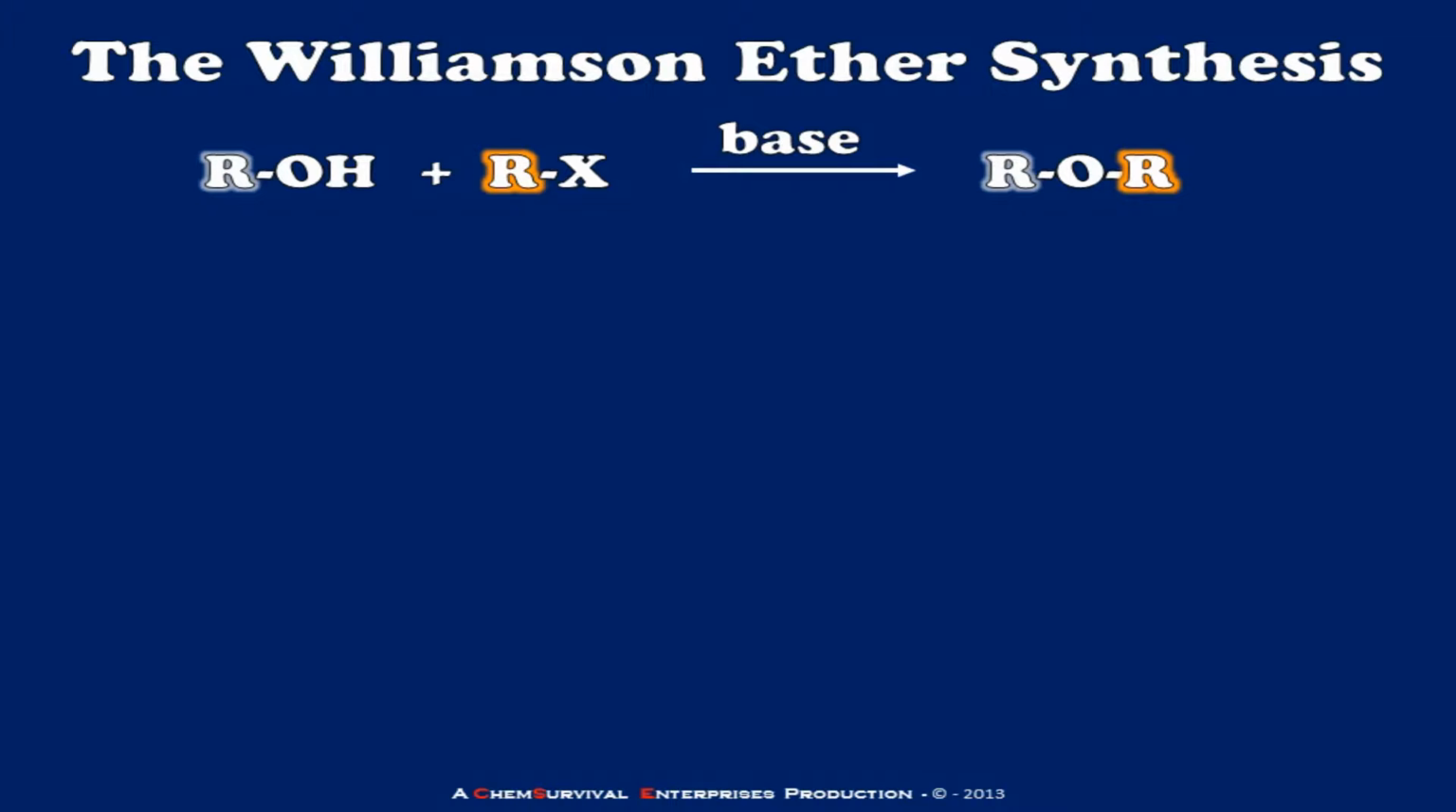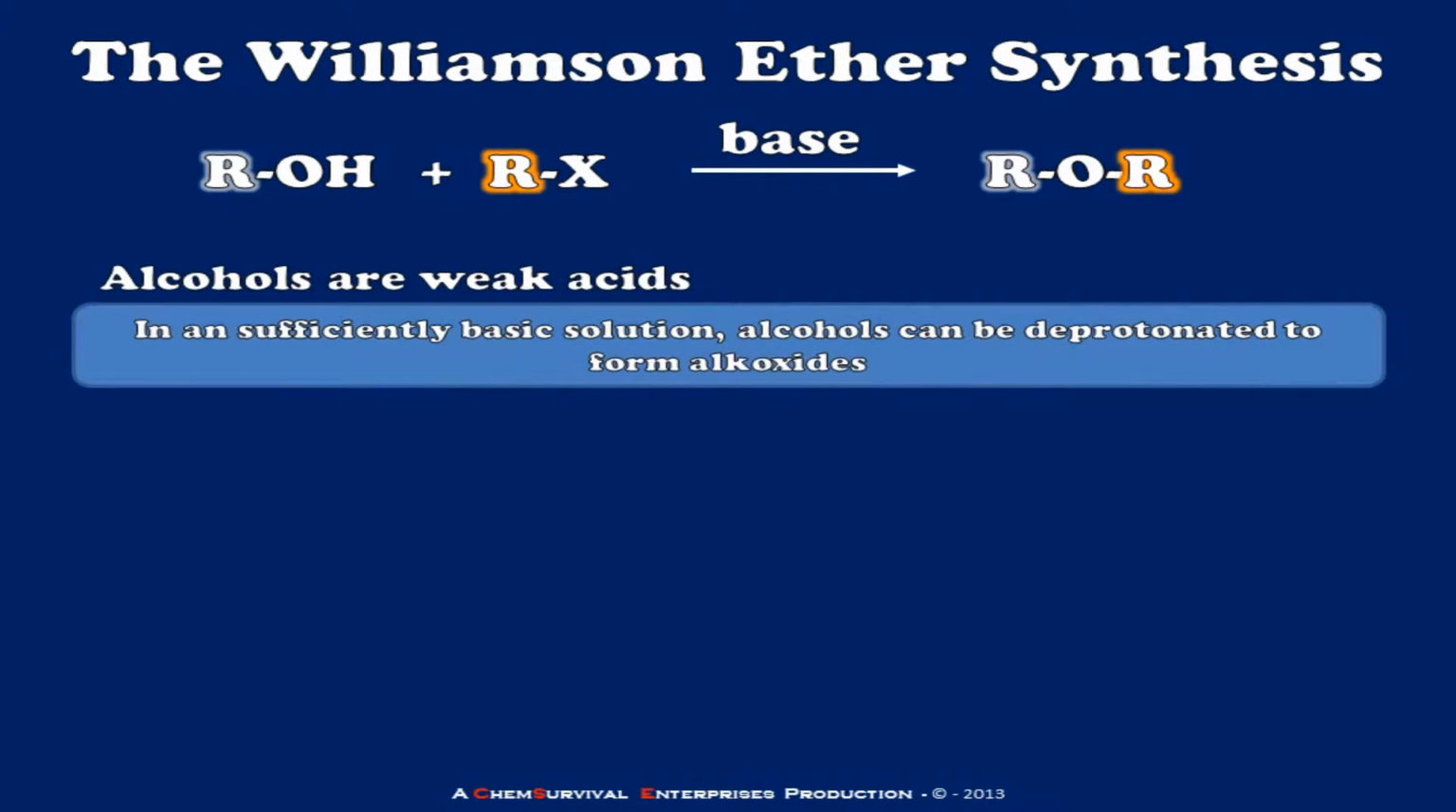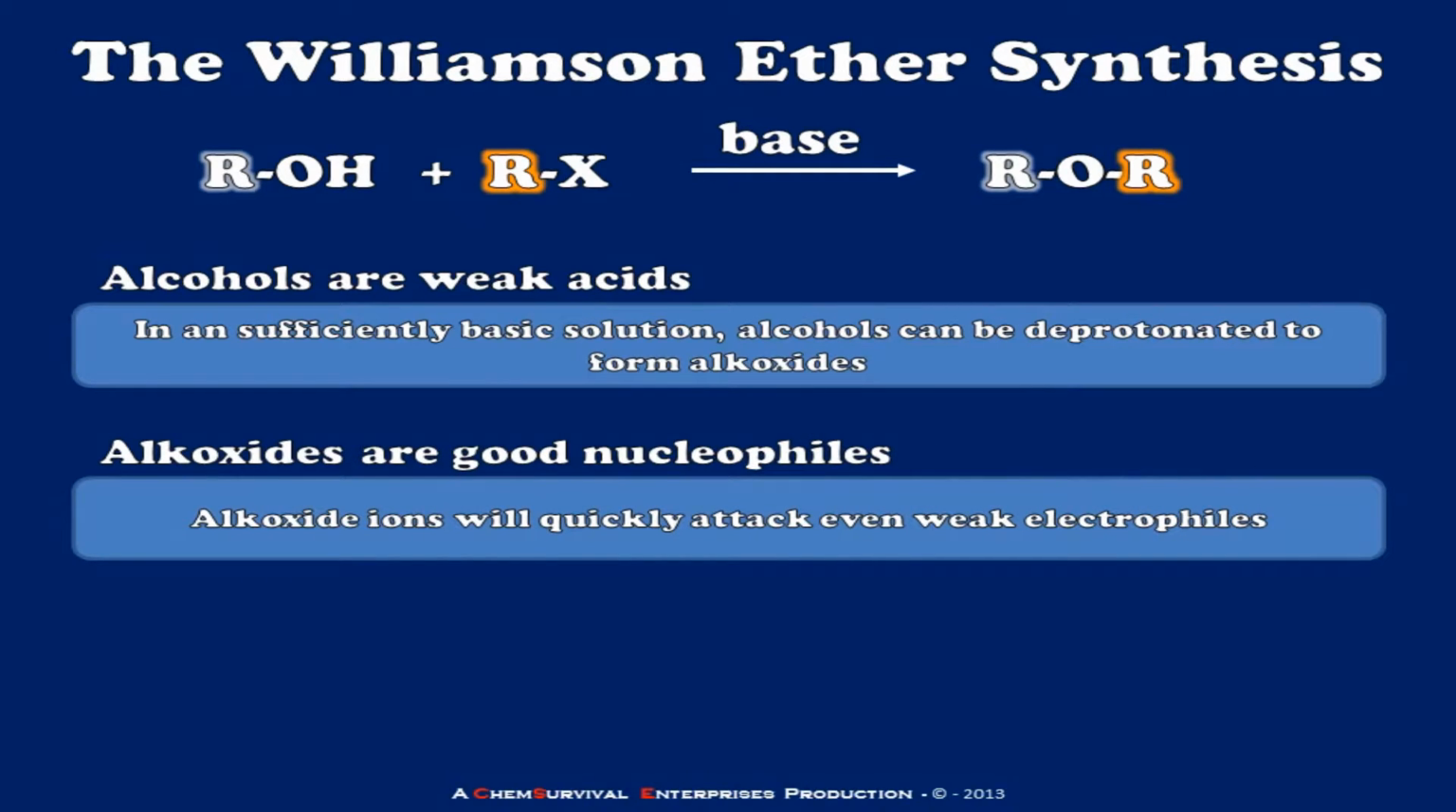So before we look at the Williamson ether synthesis itself, let's consider the two different reagents individually. Now, alcohols are weak acids, which means that in an adequately basic environment, we can deprotonate them, removing that hydroxyl proton and creating something called an alkoxide. Now, alkoxide ions are pretty good nucleophiles, especially compared to their neutral alcohol counterparts. So when we create an alkoxide ion, we expect it to attack any electrophilic site that it can get to.